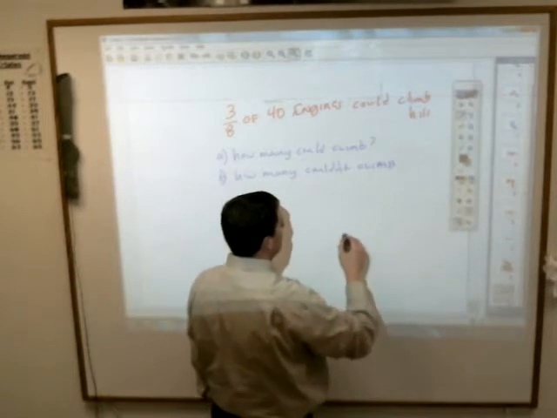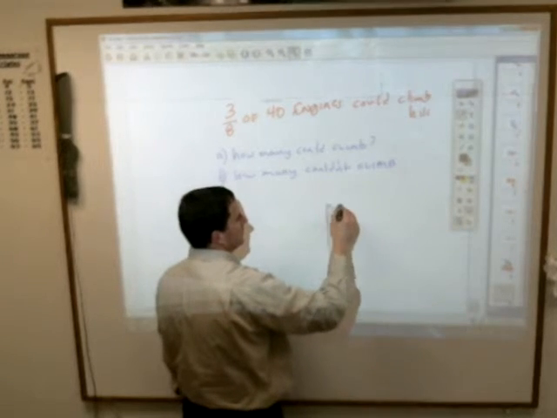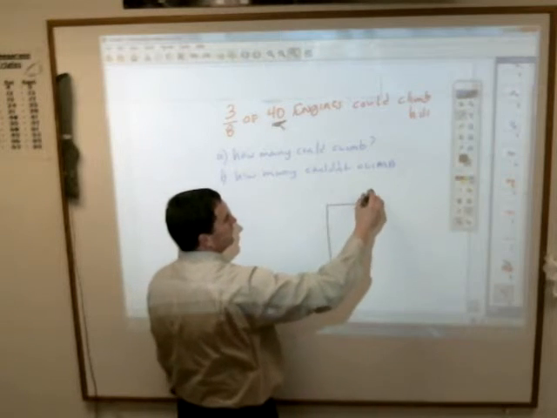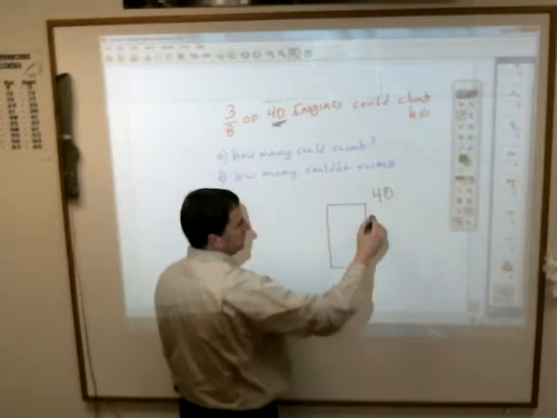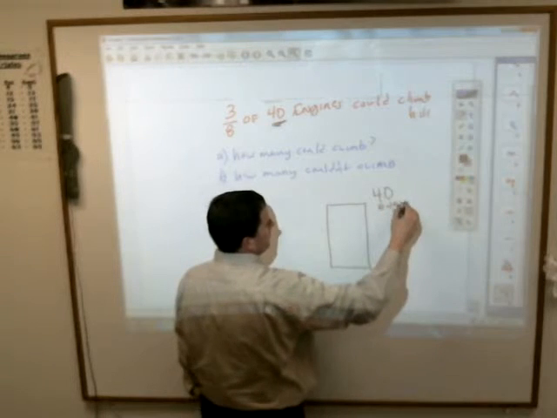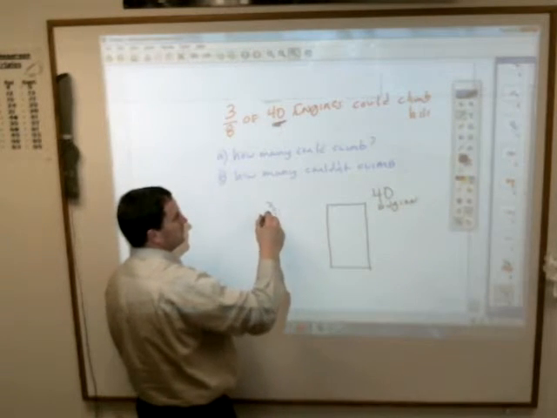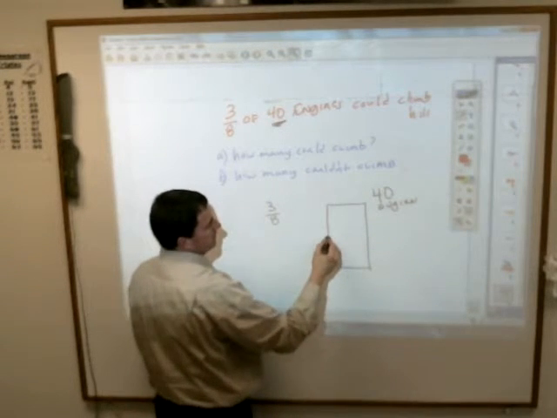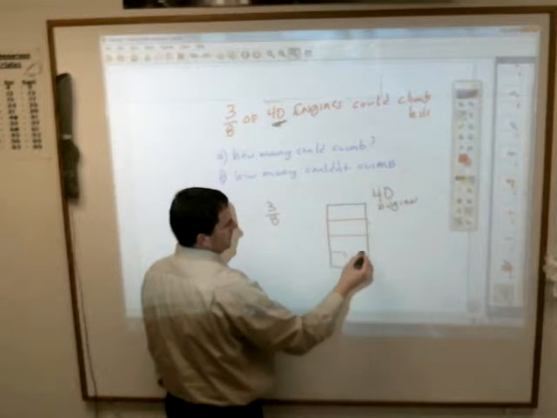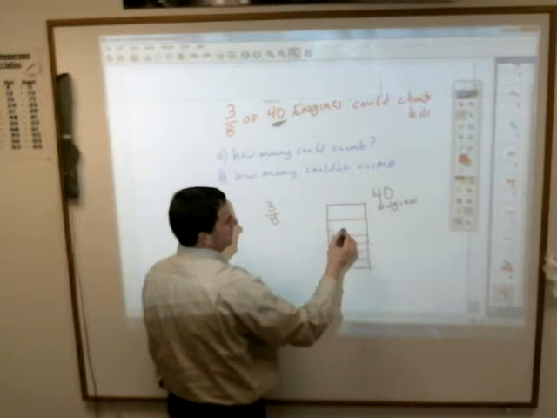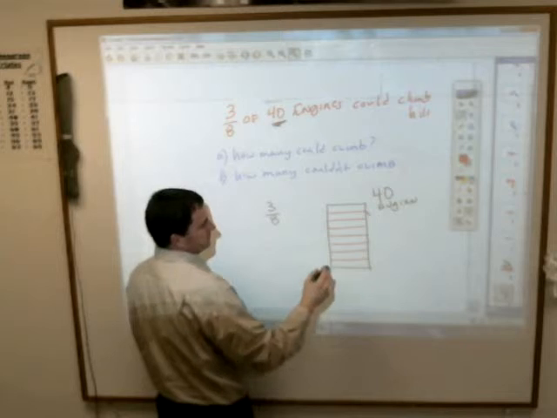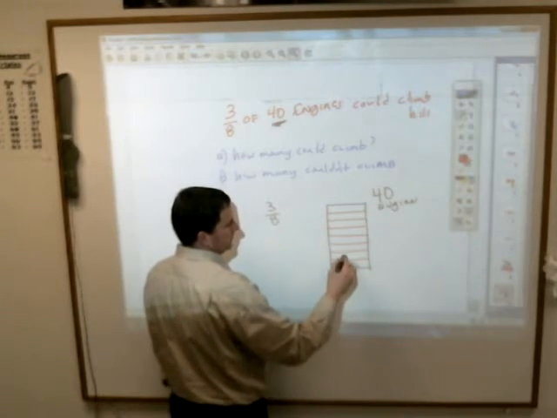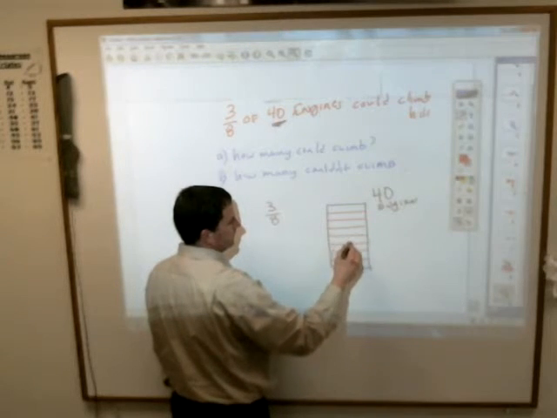So again, you are going to draw your fraction box. What does the big box stand for? The total number of things, which are 40 engines. The fraction I'm working with is 3/8, so the bottom number tells me how many pieces I cut this 40 into. 8. There's halves, there's fourths, and there is eighths. Each part is worth how much, Ava? 5.